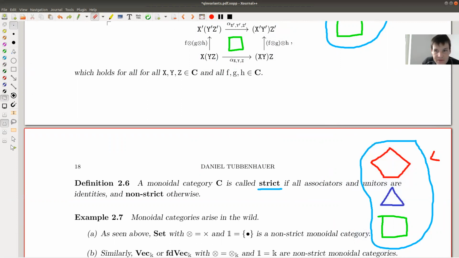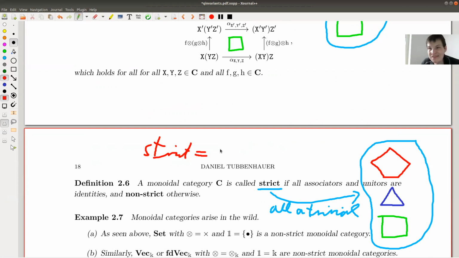Okay, this just means strict here just means that all of these are trivial. In some sense, the strict categories are those where you can forget about all those data and you only have your standard multiplication. So strict, in some sense, I would like to think about it like strict equals good multiplication, as in the natural numbers. Sadly, most categories are not strict, or at least it's not clear why they should be.